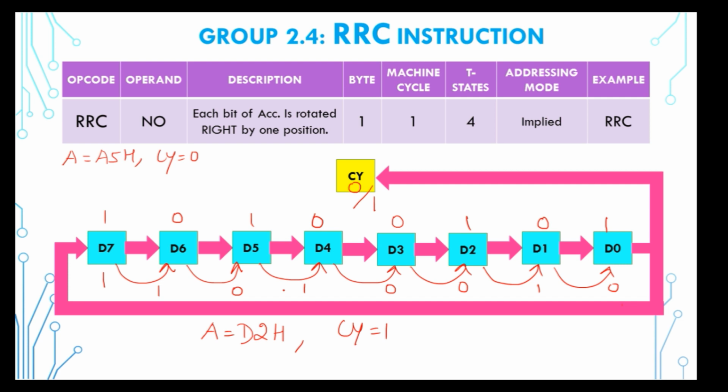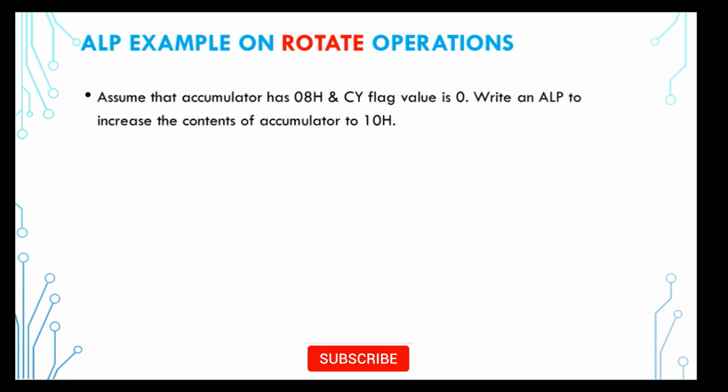Now students, let's see an ALP based on these logical instructions. So the problem is, assume that accumulator has 0 hex number and carry flag value is 0. Write an ALP to increase the contents of accumulator to 10 hex. So here I will write 3 programs and then I will tell you how to select the better program.